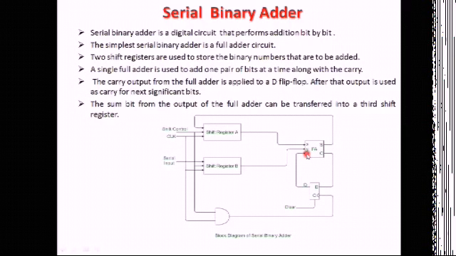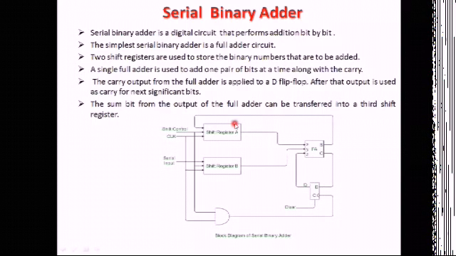Next is the working process. Let us start with step number 1. Two shift registers A and B are used to store the numbers to be added. A single full adder is used to add one pair of bits at a time along with the carry. The contents of the shift registers shift from left to right, and their outputs, starting from A and B, are fed into the single full adder along with the output of the carry flip-flop on application of each clock pulse.